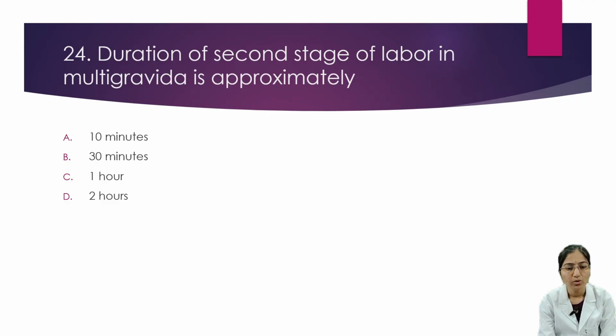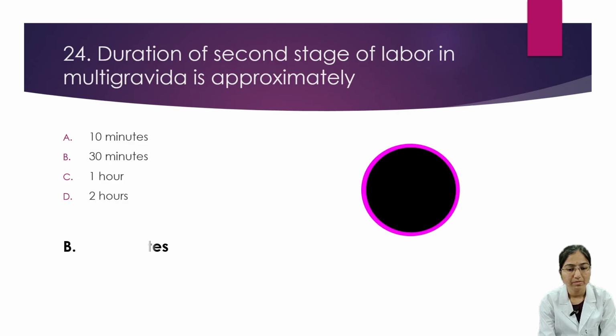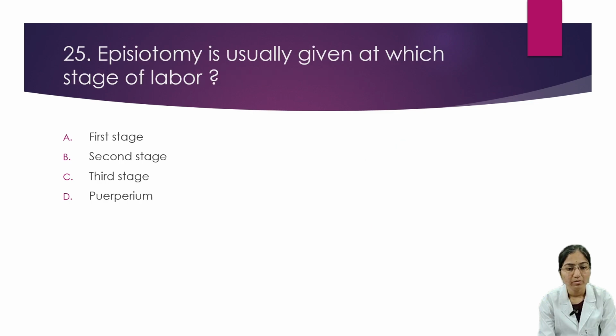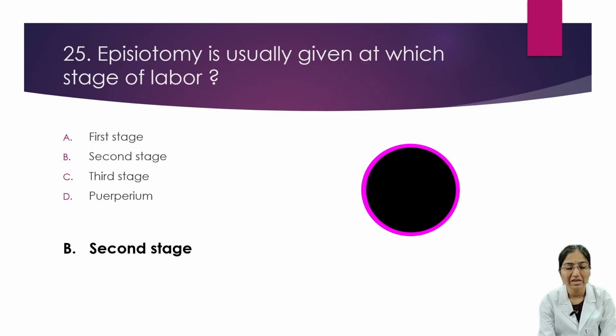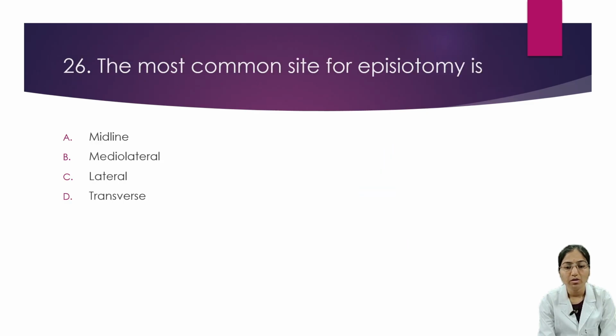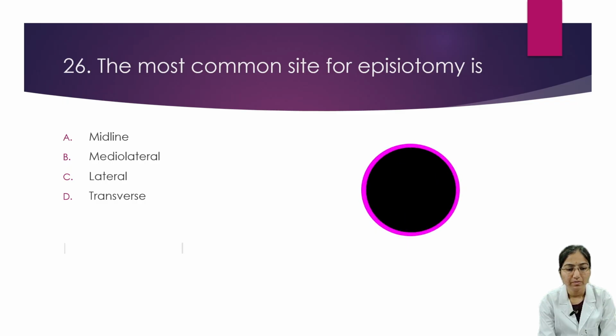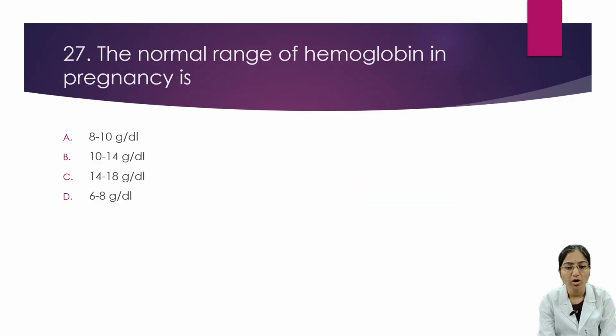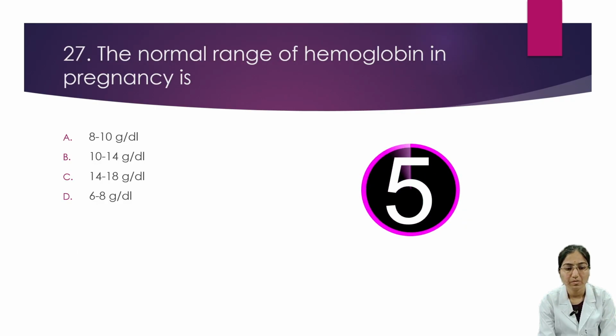12 hours. Duration of second stage of labor in multigravida is approximately 30 minutes. Episiotomy is usually given at which stage of labor? Second stage. The most common site for episiotomy is mediolateral. The normal range of hemoglobin in pregnancy is 10 to 14 gram per dl.